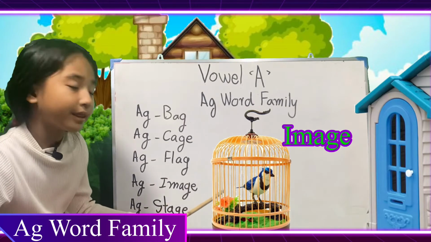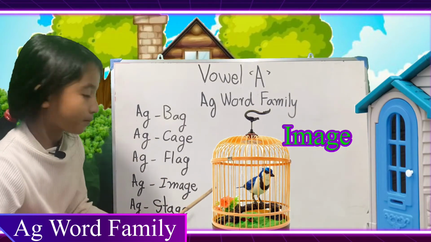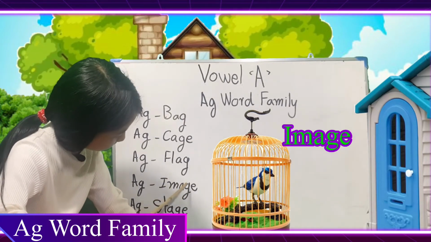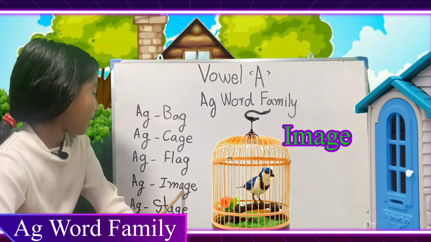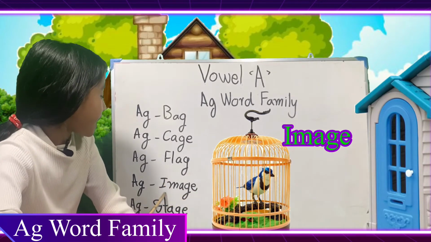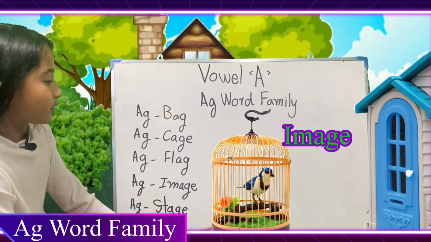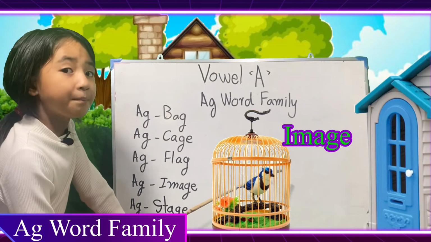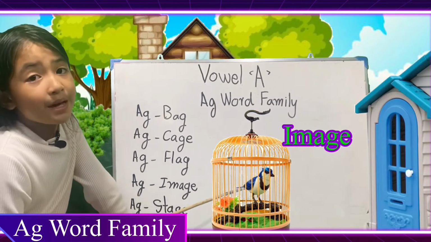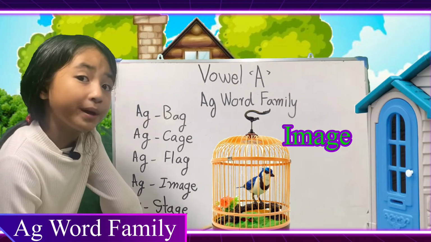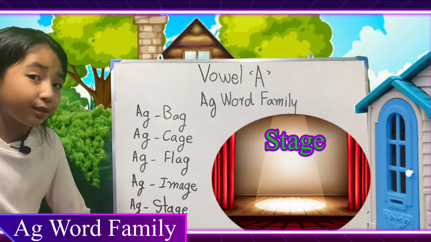Say with me, guys, one more time. Im, im. Egg is an H. Image. Image is a picture, guys. Do you know it? This is a picture of a bird. Image means like a picture. Next, the last one.